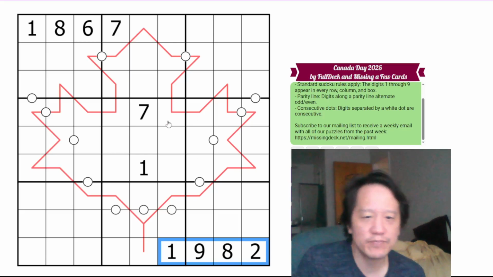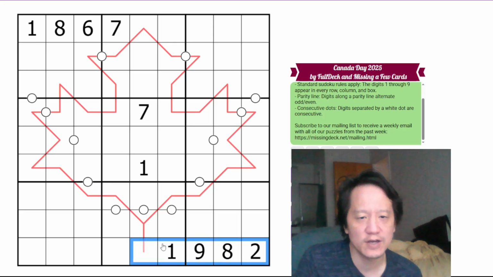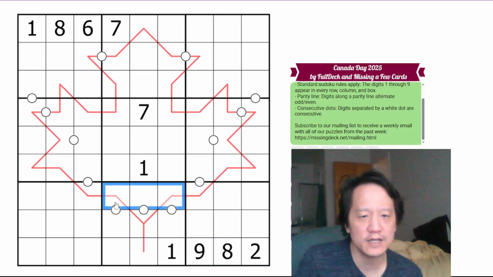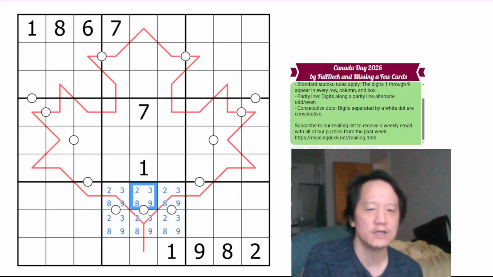Anyways, we have given digits here. This is a 1. We have to have 2, 8, 9 in the rest of this lower central box, and they cannot be in row 9. So they would be consecutive here. So one of these has to be 8, 9. The other one has to be 2, and 2 can only be consecutive with 1 or 3, but we already have a 1 in the box. So this must be 2, 3, and 8, 9 somewhere in this box.